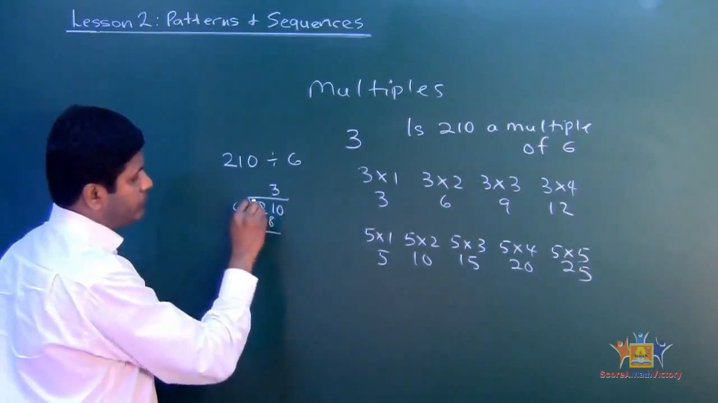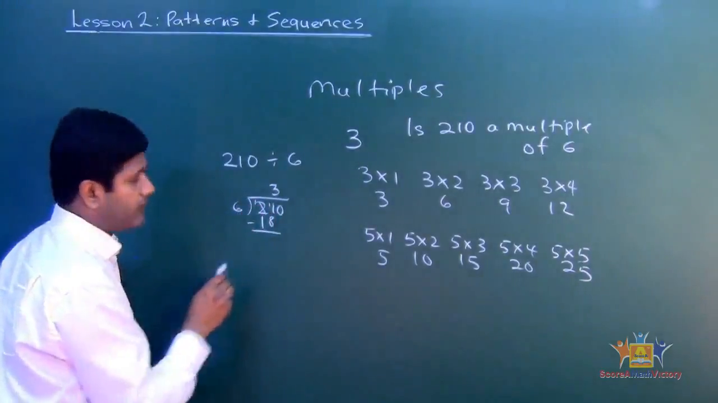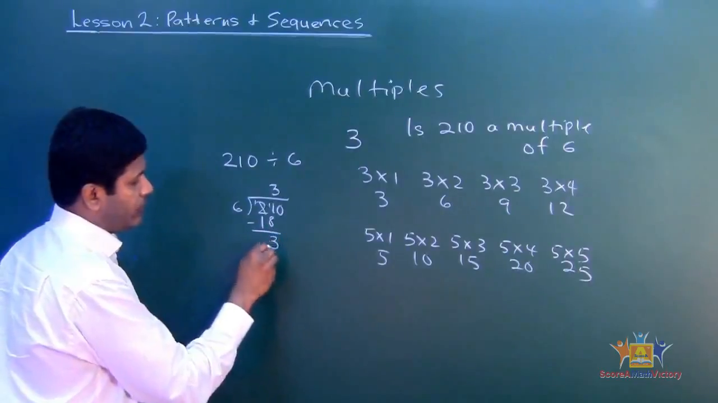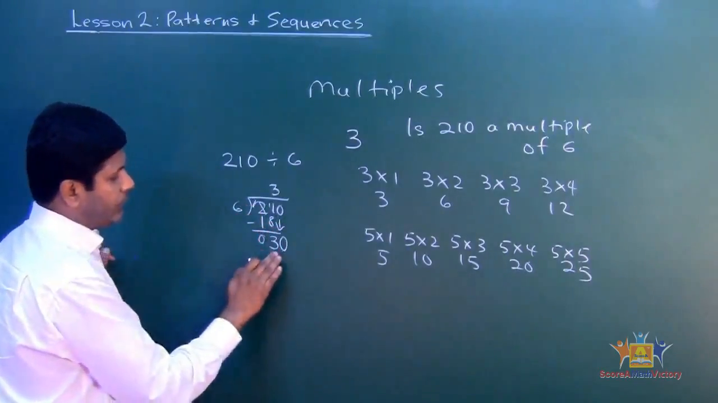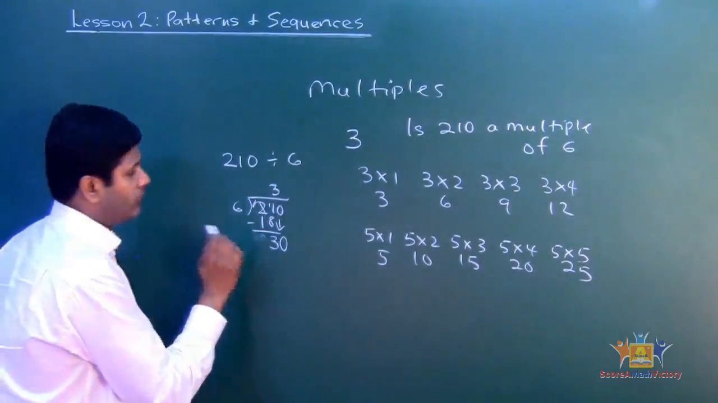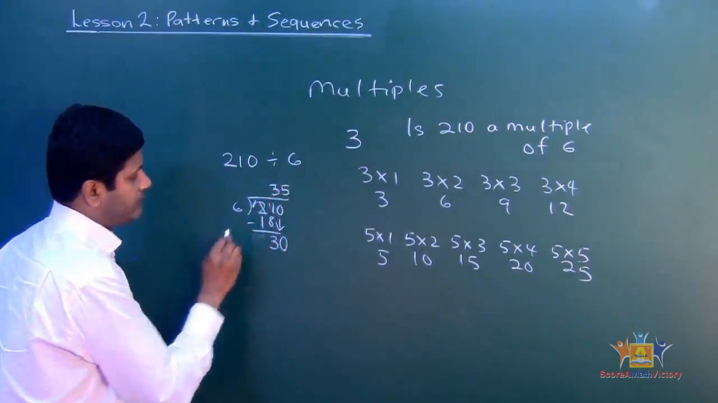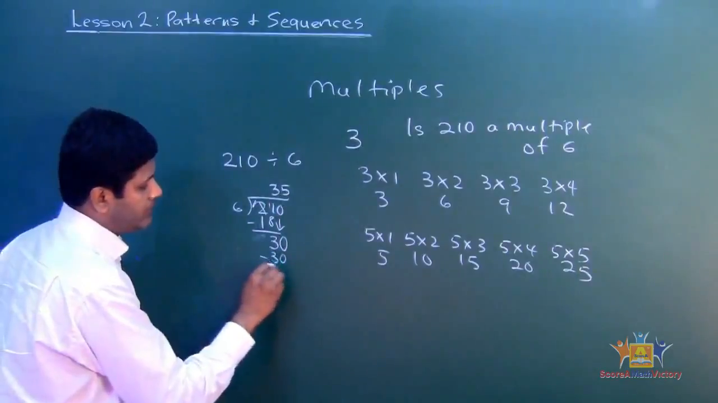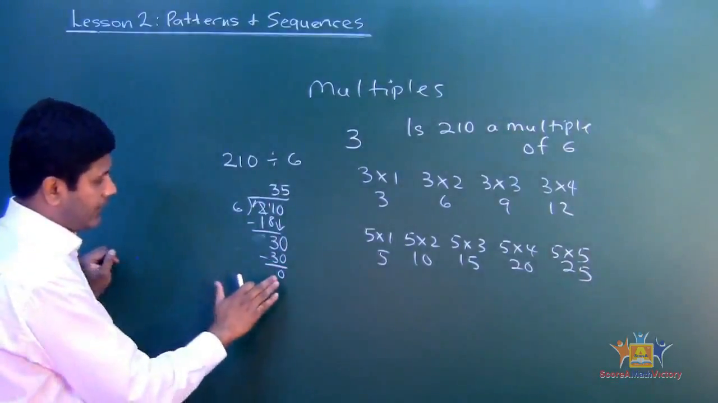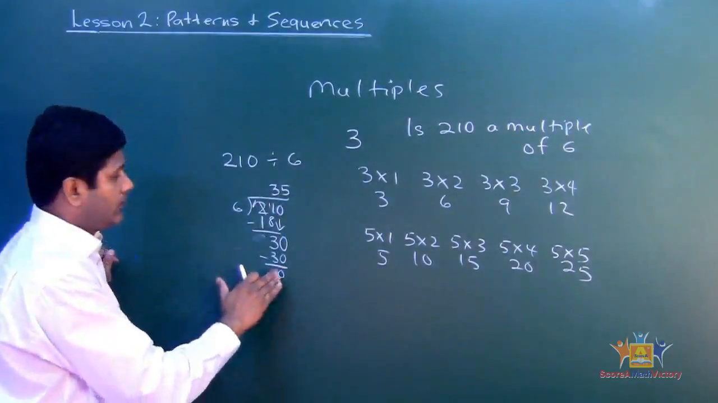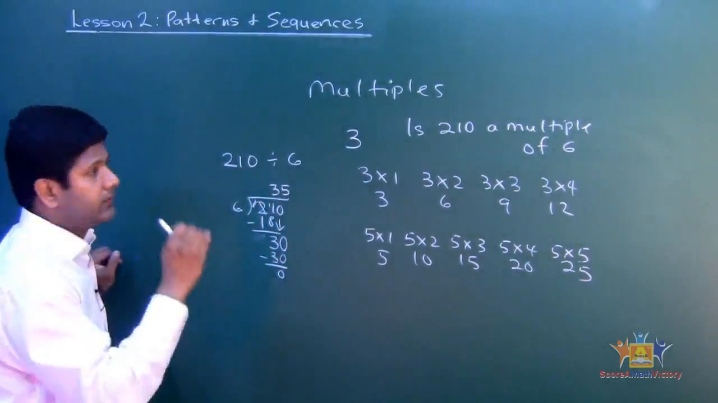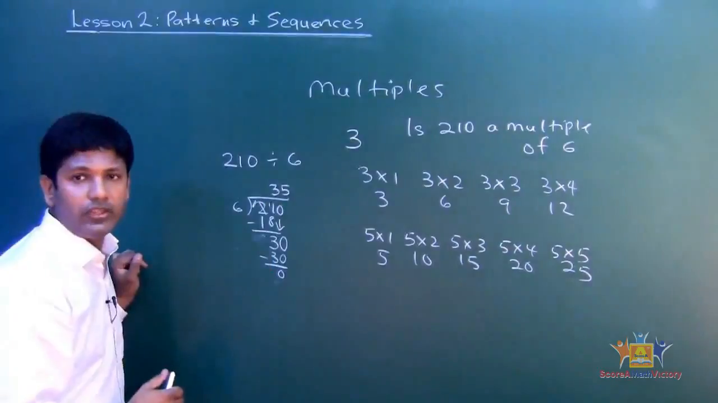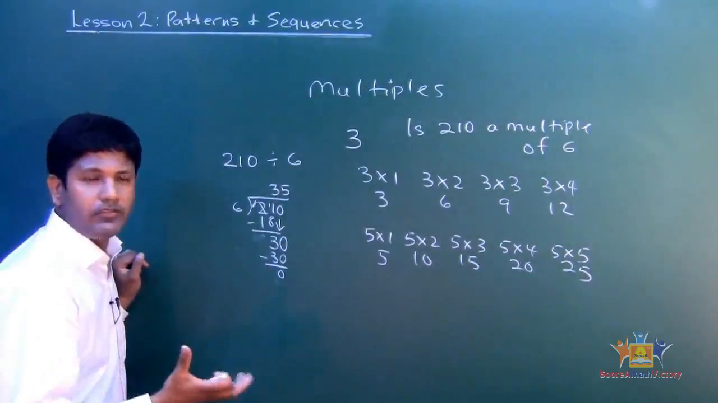1, can I borrow from 2? 2 becomes 1. 1 becomes 11. 11 minus 8 is 3. 1 minus 1 is 0. So I bring the 0 down. In 30, that's how many 6? 5. So 5 times 6 is 30. Minus gives me 0. It came down to 0. There's no remainder. That means 210 is a multiple of 6. Pretty easy, isn't it? Straightforward.